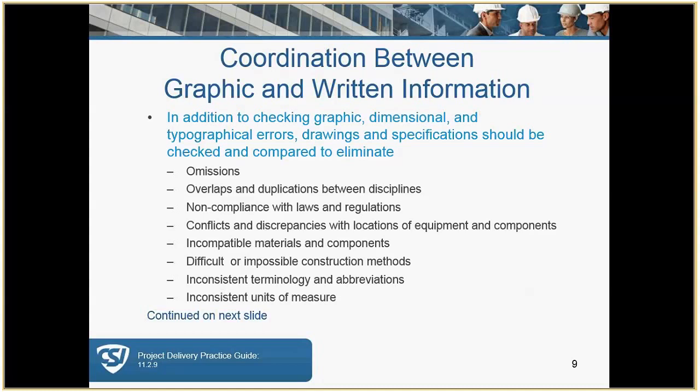Now, a list of possible conflicts or spec issues is summarized, and you can see that on screen. These are all common omissions, overlap, conflicts and discrepancies. That can be a big one, especially when the project is in construction. Incompatible materials, difficult construction methods, or those that are impossible, and we've all seen some of those. Incorrect or unspecified materials.